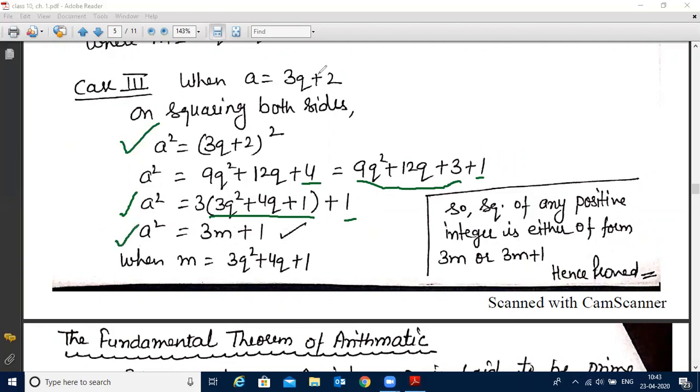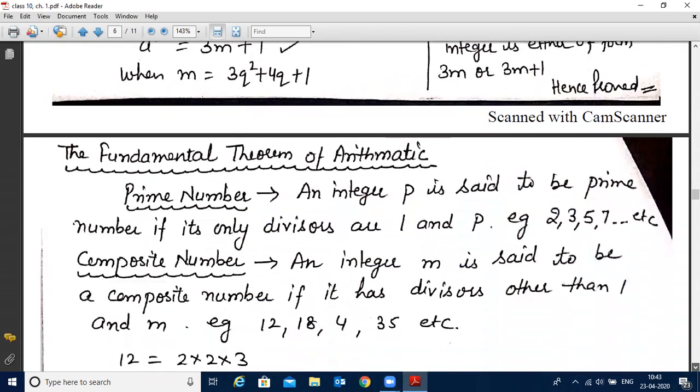So here you have seen that only two possible forms are possible, that is, one is 3m and the other is 3m plus 1. So the square of any positive integer is either of the form 3m or 3m plus 1. We have proved that. Okay.